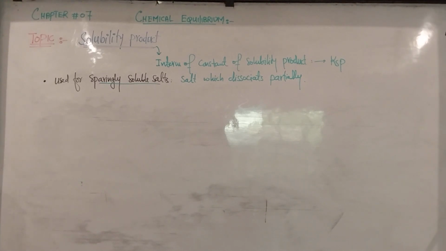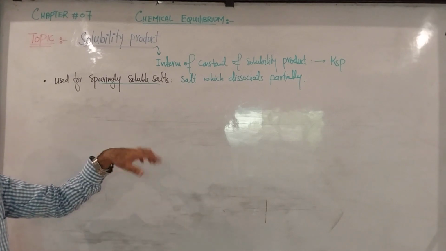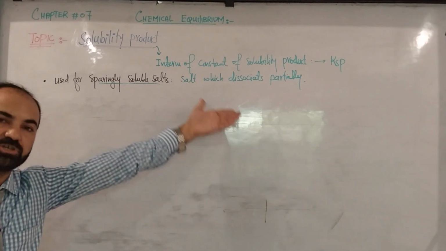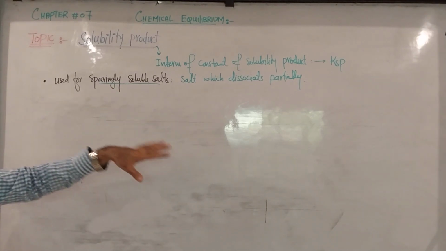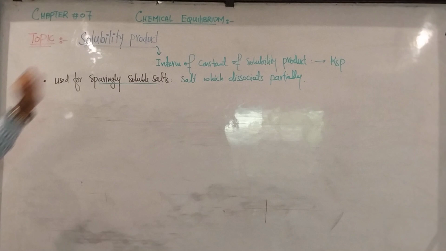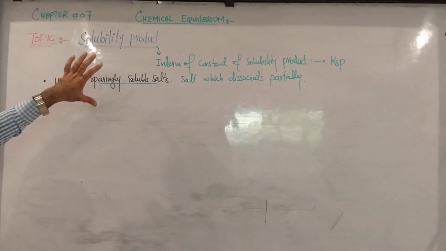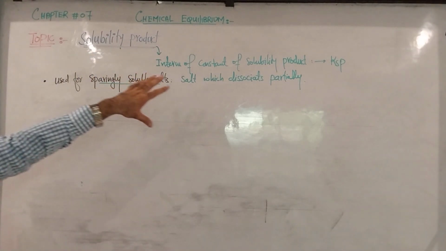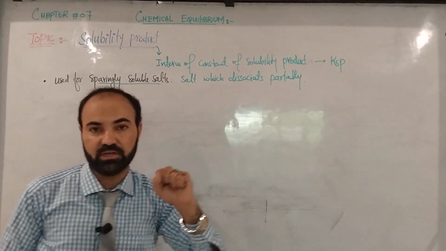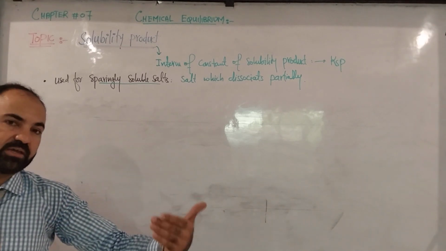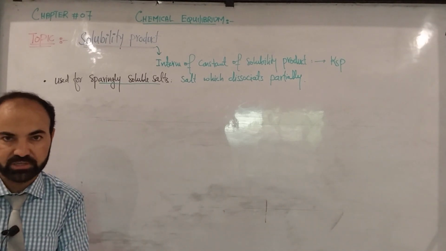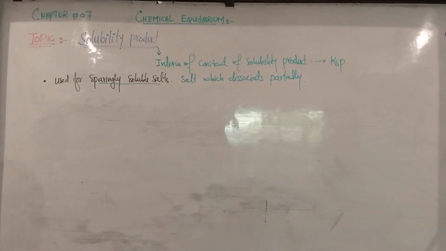By this solubility product, we actually find out the strength of that salt to be dissociated in water, up to how much. Either it dissociates up to 10% or 20% or 30%. We find this out from the solubility product. We also find precipitation: which salt will precipitate quickly and which will precipitate slowly. We also find this out from the Ksp.